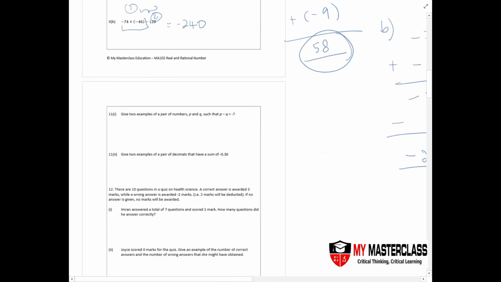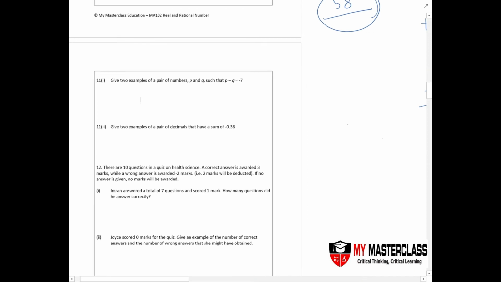All right, now then let's take a look at 11. Give two examples of a pair of numbers P and Q such that P minus Q is negative 7. So let's see. What if you are looking at negative numbers, what minus what would give you a negative 7? Now remember just now we mentioned that minus away a negative number is technically adding up this number. So if let's say I have a negative 2 minus 5, what would I get? I would actually get a negative 7. So what does this tell you?